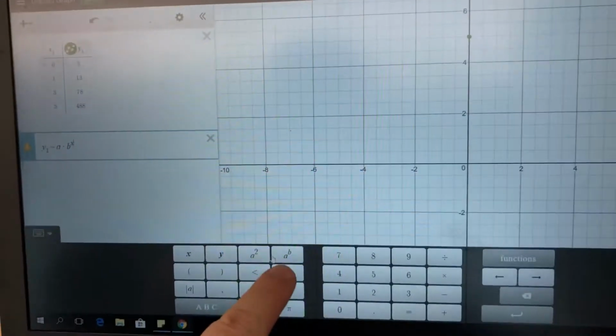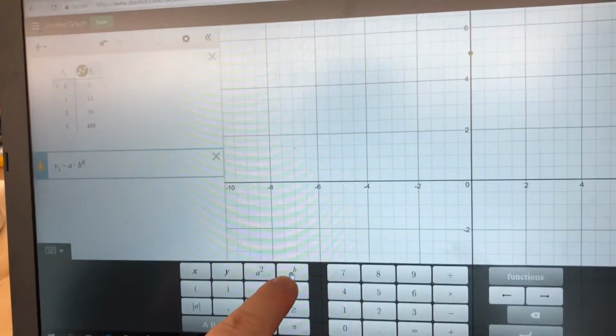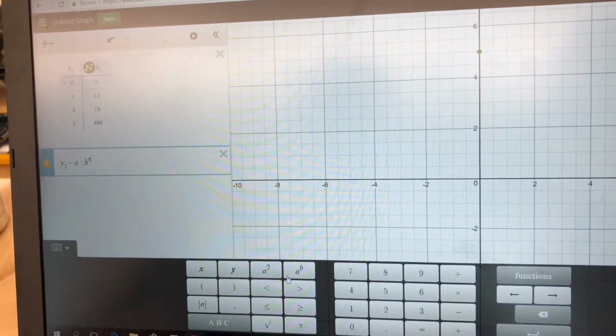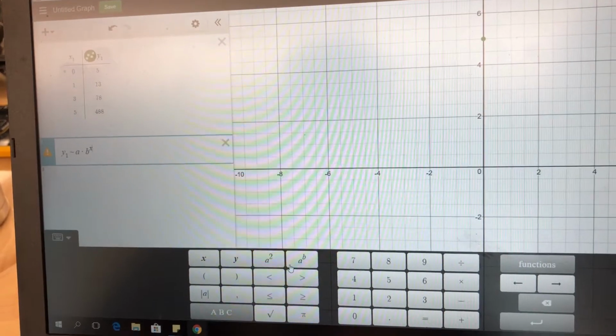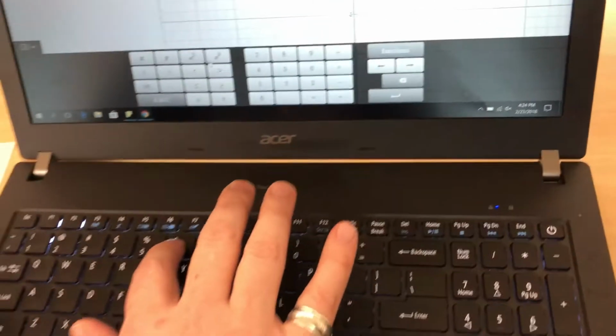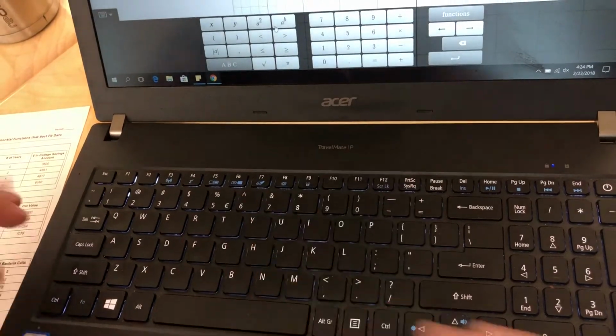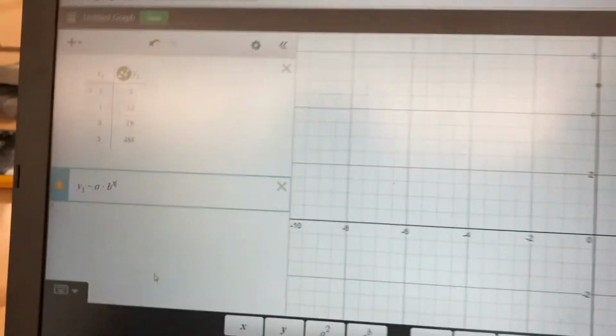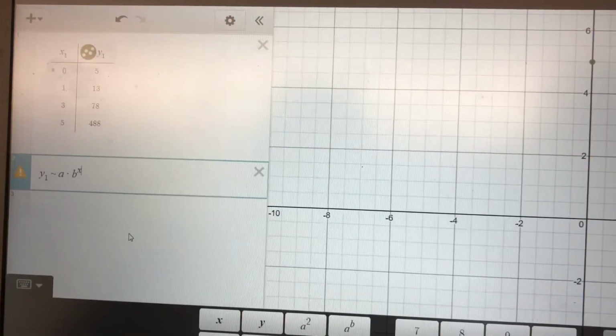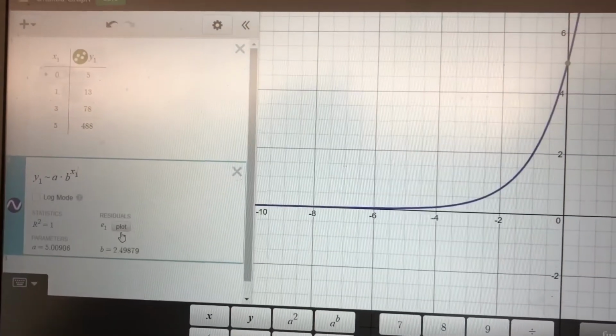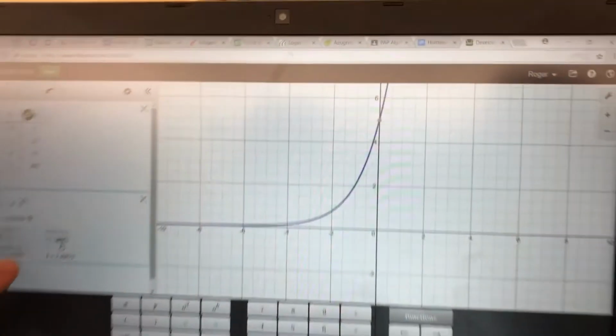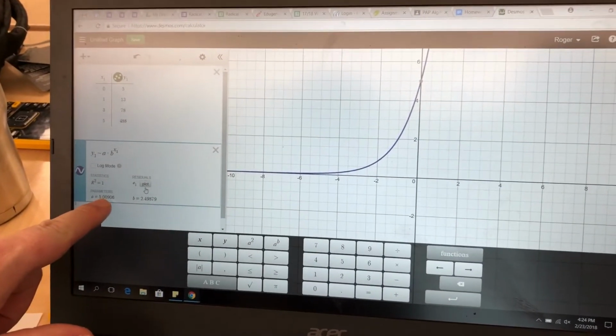Now, this a to the b button right here will get you that exponent, or on your keyboard, you can use shift 6 with this little raised-to caret button, that'll get you that exponent as well. And I have to say it's x1 so that it uses the table, and it gives me my parameters. It tells me what a is.